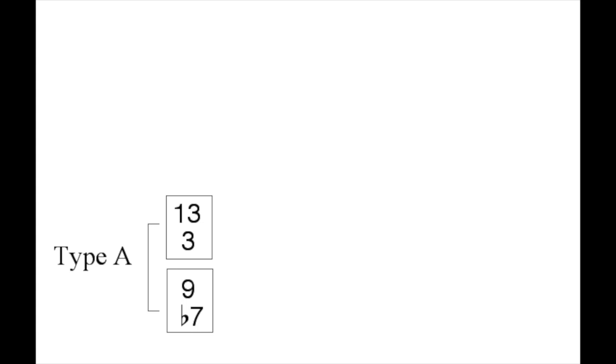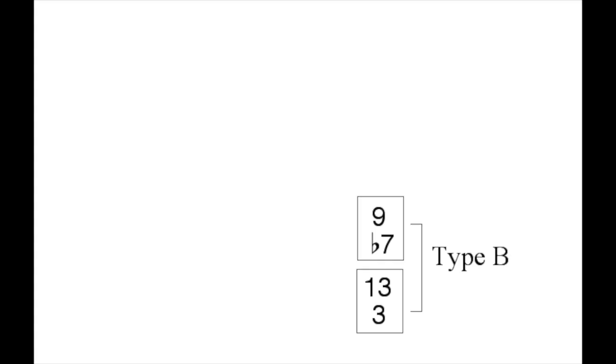Remember, in a previous tutorial, we looked at the structure of a C7 as a type A structure. So from the bottom up, that's flat 7, 9, 3, 13. Now, as you can see from this diagram, the lower component of the voicing, the flat 7 and the 9, are separated by being contained in a little box. And the upper component of the voicing, the 3 and the 13, is also separated as the upper component by being placed in a small box.